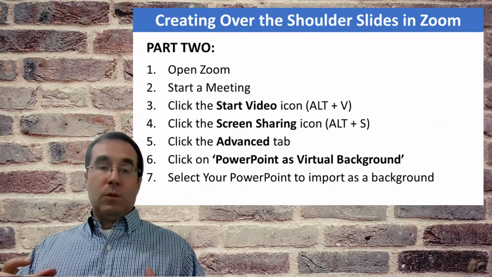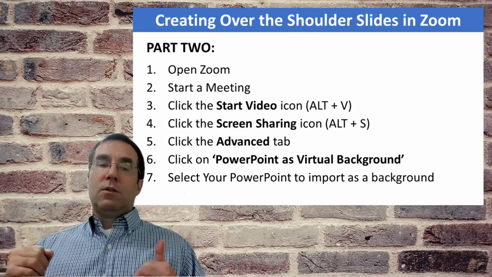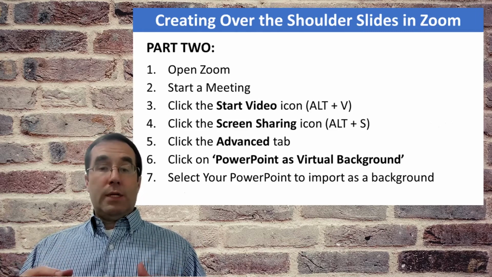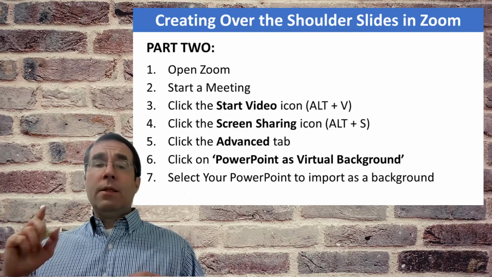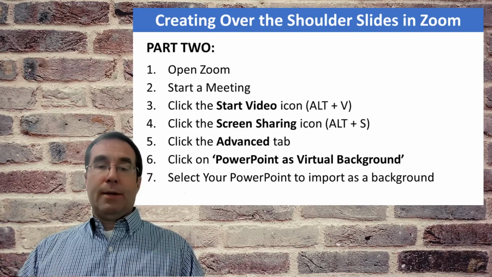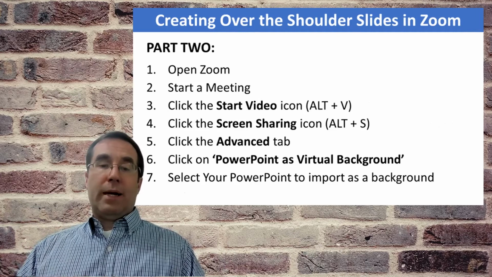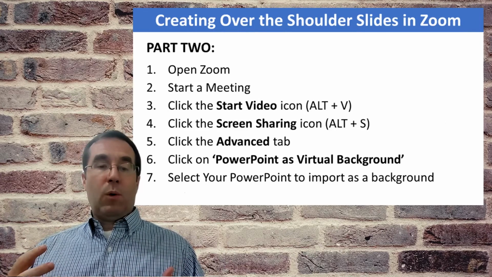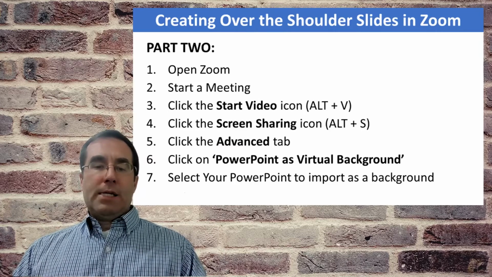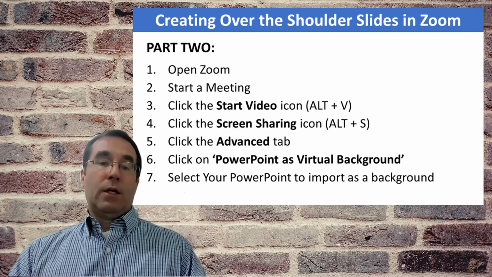Then you open up Zoom, start a meeting, start video, and then click the screen sharing icon. And then there's an advanced tab. And I'm going to show you all this with some screenshots in just a second. And then click on PowerPoint as virtual background, select the PowerPoint you want to import as background, and then off you go. Then you can get everything all ready and then have it ready to go when people join your meeting.